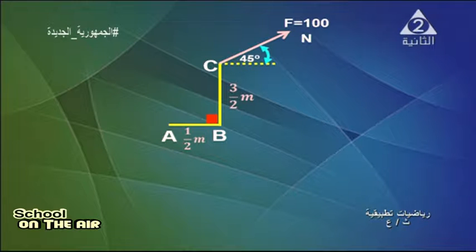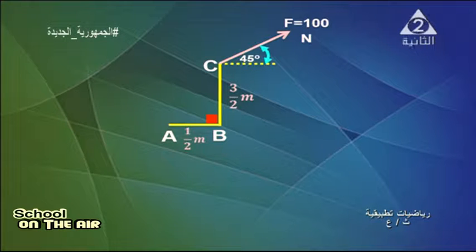At first, we know that the moment of the force F about point A equals R cross F. In this case, my dear student, we resolve the force F into two components, horizontal and vertical. Horizontal is 100 cosine 45, and vertical is 100 sine 45, the same value. Why? Because cosine 45 equals sine 45, each equal to root 2 over 2.